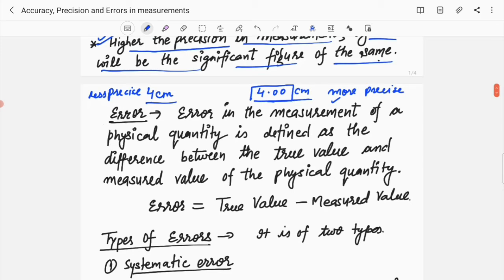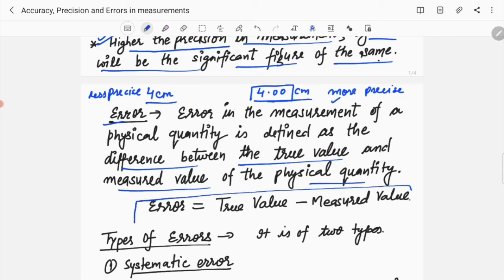Now come to the error. Now what is error? Error है क्या actually में? Error in the measurement of a physical quantity is defined as the difference between the true value and the measured value of the physical quantity. Like we can write this as a formula, that error is equal to true value minus measured value. True value means exact value, जो भी आपकी किसी भी physical quantity की होती है, and measured value is whatever we are getting after measurement.